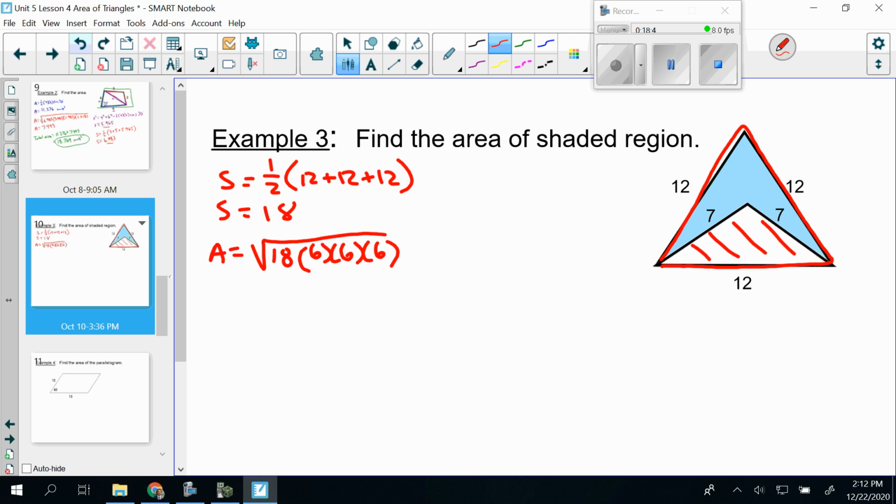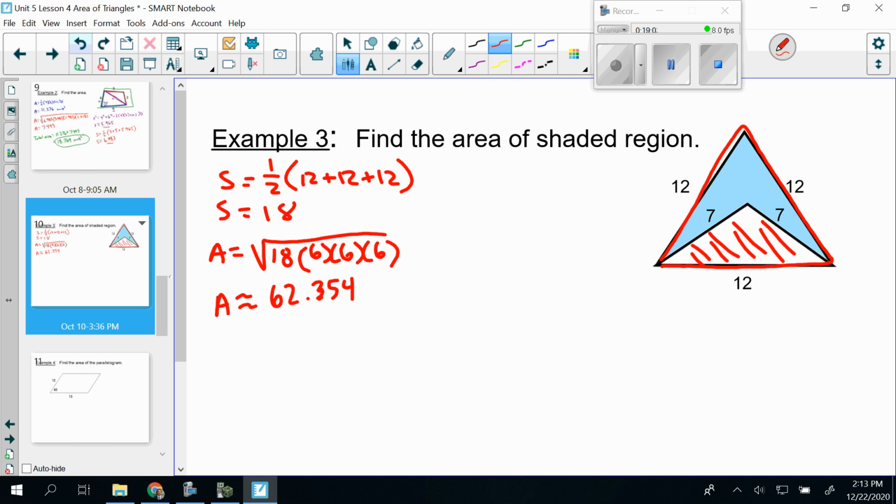If you plug that one in your calculator, again, I've already done this ahead of time just to speed things up, it should come out to be about 62.354 if you want to check it with your own calculator. All right, so we got that one. That's the area of the whole thing. Okay, what's the area of this one?